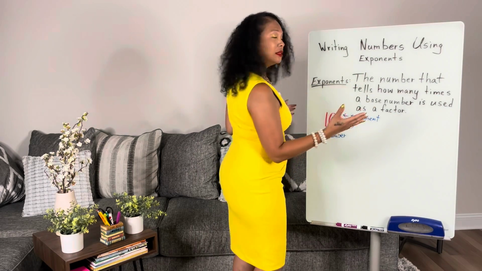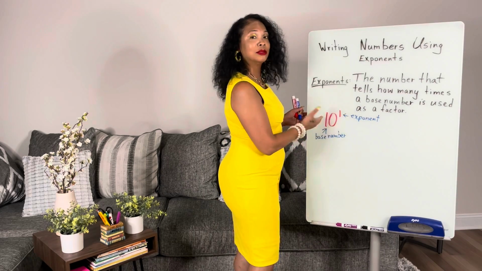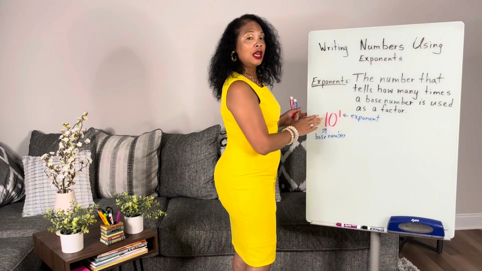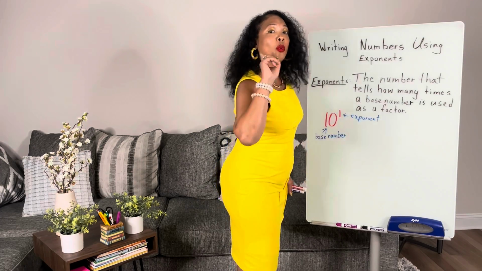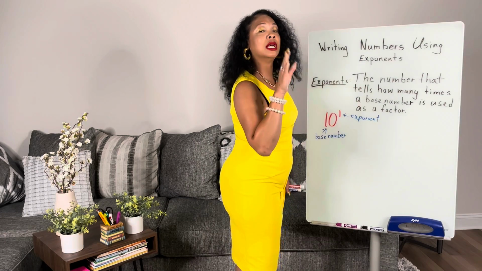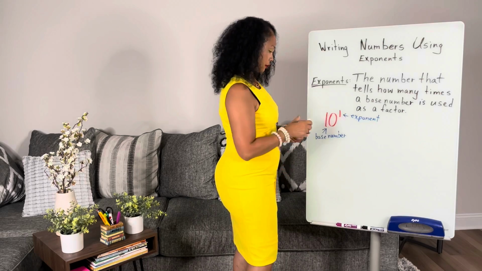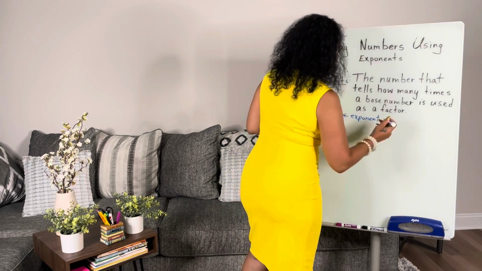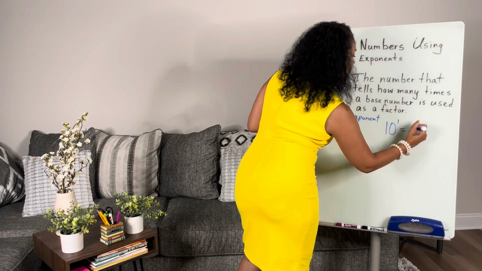So this is 10 to the first power, and that means you have to use 10. It tells you how many times you're going to use 10 as a factor. How many times did this say? That's right, 1 time. So 10 to the first power equals 10.